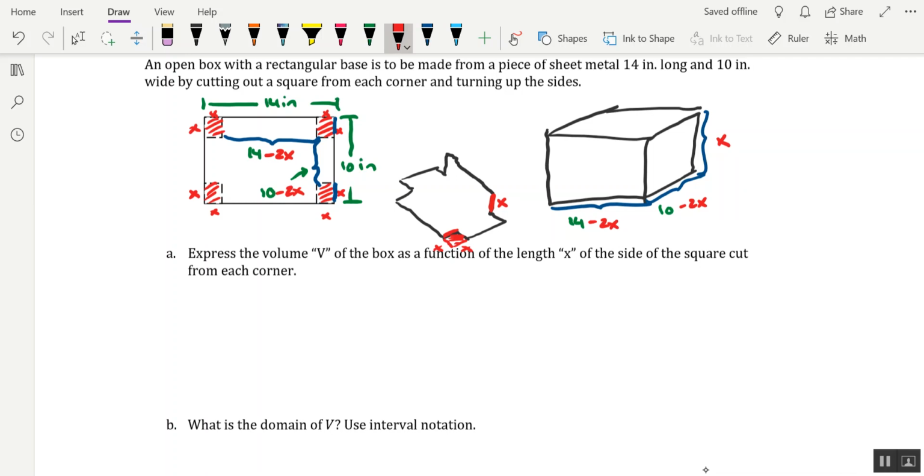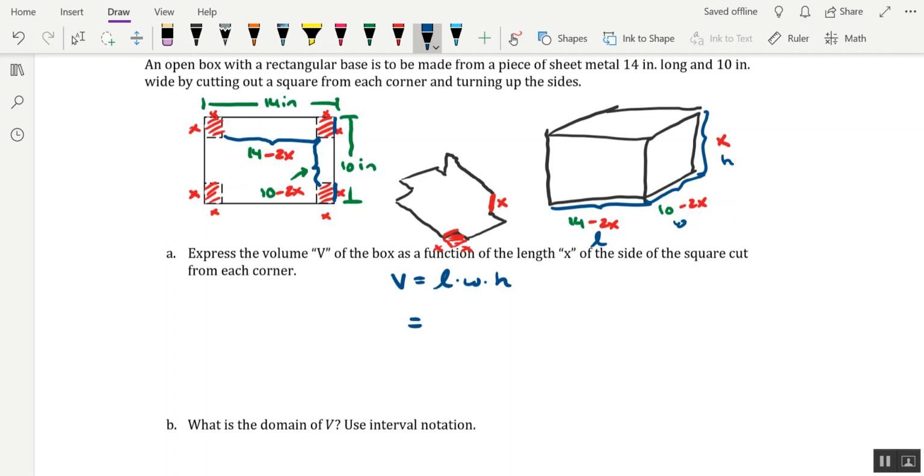And the reason why we needed three expressions here is because in part A we want to express the volume V of the box as a function of the length x. So you may remember from those wonderful days in geometry that the volume of a box is length times width times height. Well, that's not really a function of x. In order for it to be a function of x, the only variable involved on the right-hand side should be x itself. But luckily, we have some expressions for each of these three variables, L, W, and H, that do involve x. 14 minus 2x is the length, 10 minus 2x is the width, and then x is the height.